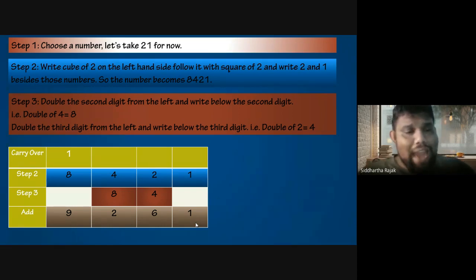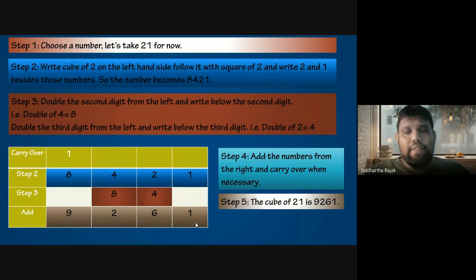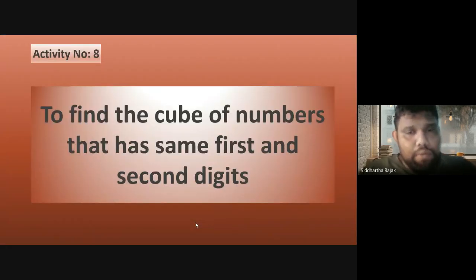Now you add the numbers, from the unit place. So 1 as it is, 2 plus 4 is 6, 4 plus 8 is 12, but we write down 2 and carry 1 over, and 1 plus 8 is 9. So we can say the cube of 21 is 9261.